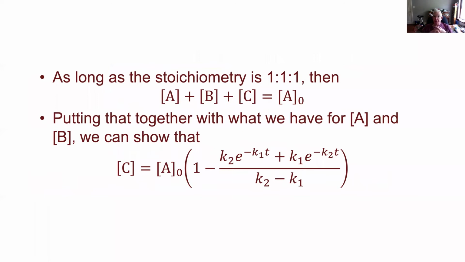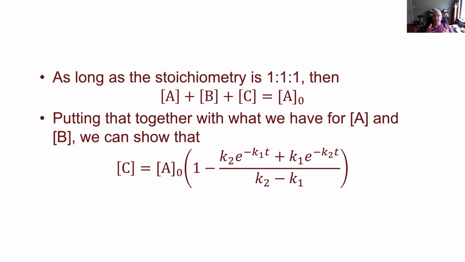As long as the stoichiometry is all 1-to-1, then we can also say that at any given instant, the concentration of all three things added together is equal to the initial concentration of A. That would be true again for my radioactive decay example that I started out with because I make one atom of each isotope as I go along, right? So the total number of atoms that I had in that example would always be the same. That would be true for anything as long as I'm in this 1-to-1 ratio.